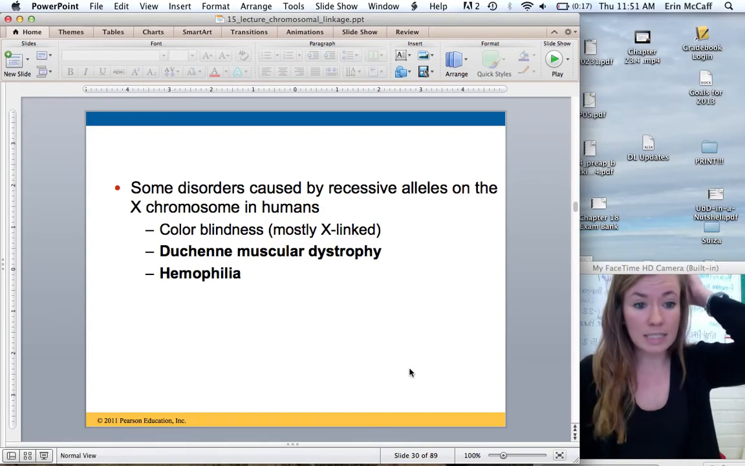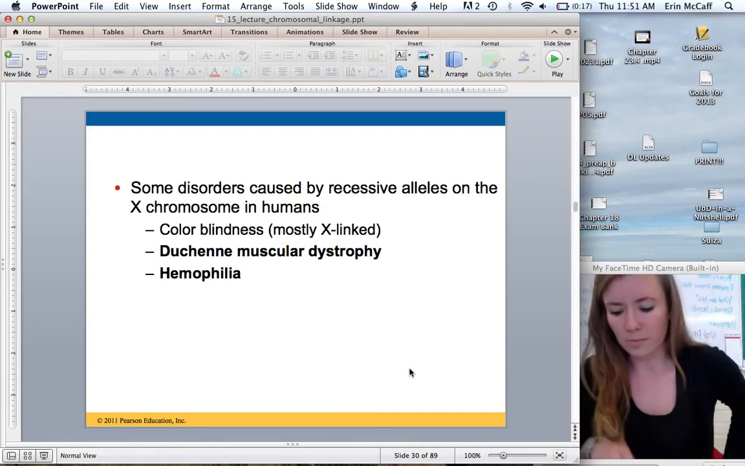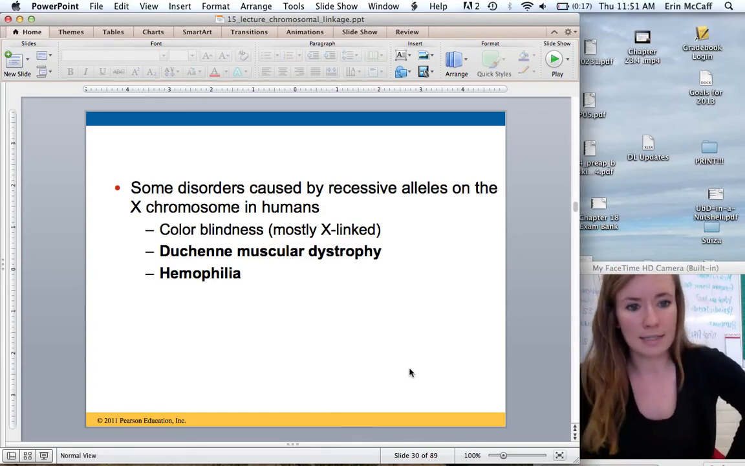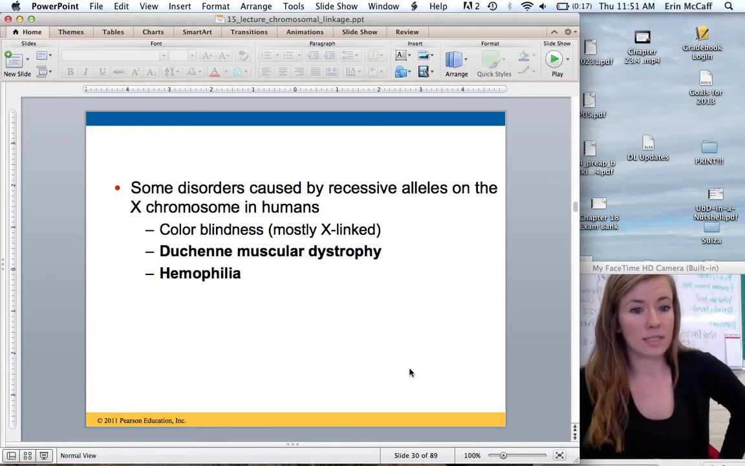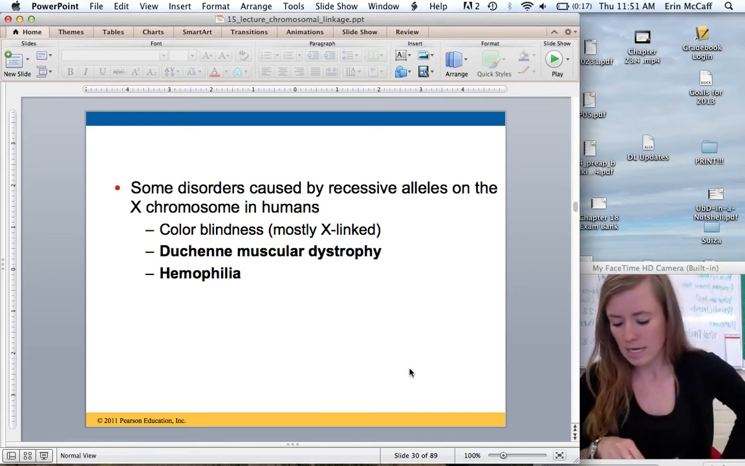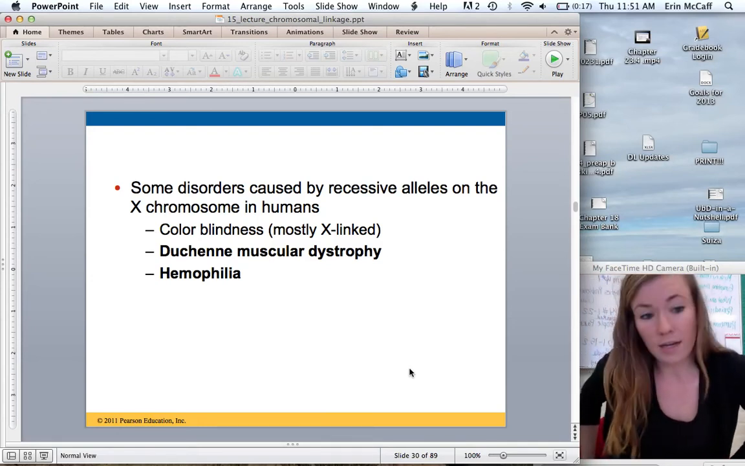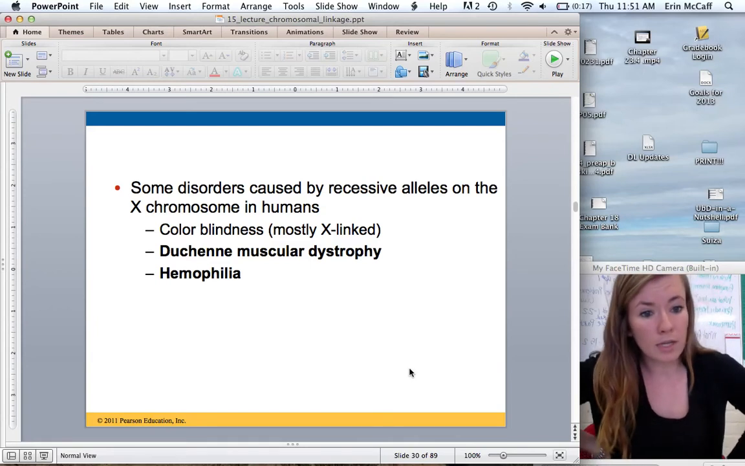And then some of the disorders that are caused by X-linked traits in humans are colorblindness. We know that. There's a couple of different color blindness, but the most common is X-linked red-green color blindness, which in males, they have a hard time distinguishing between red and green lights. And then there's also Duchenne muscular dystrophy, which is a progressive weakening of the muscles and loss of coordination, and they usually die by their early 20s, and that's an X-linked trait. So it happens much more likely in men.